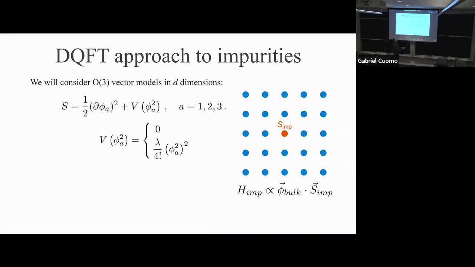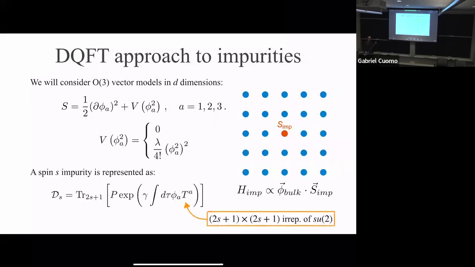And now, if you were to model this system on the lattice, how would you do it? You add an impurity, and what would you do? You would add a localized term in the Hamiltonian coupling the bulk order parameter to the spin of the impurity linearly. That's what you would do on your lattice. So how do we model this in field theory? The way to model this in field theory is to borrow from what we know of Wilson lines.